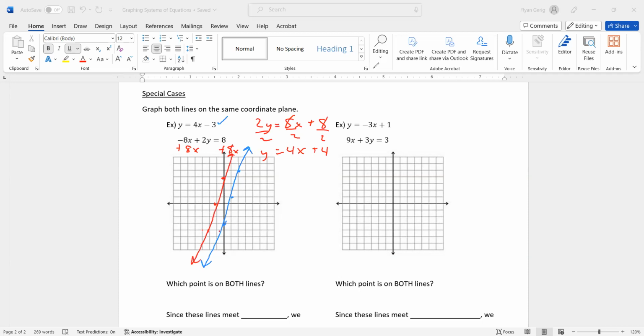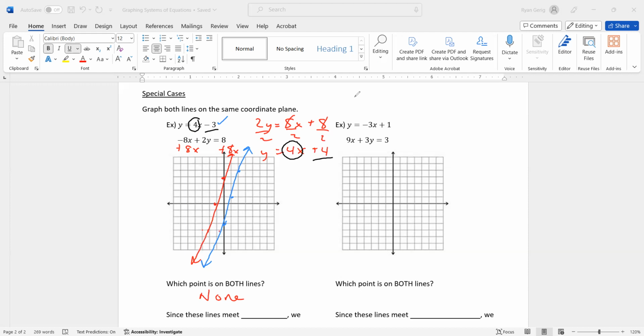Okay, what do you see? Hopefully you see that there's no crossing. Which point is on both lines? There are none. Okay, that should make sense based on the last couple lessons of our previous unit. Slope is 4 in both of them, and the y-intercept is different. These lines are parallel.